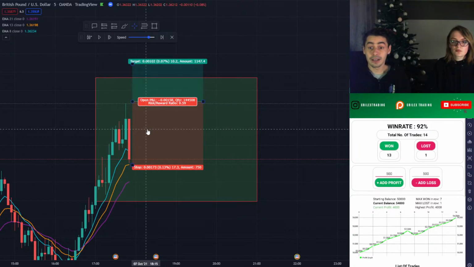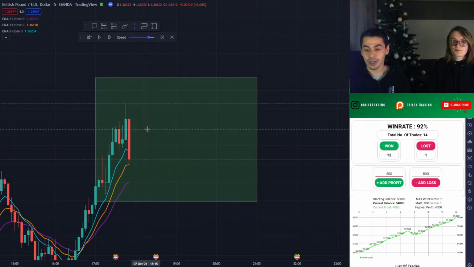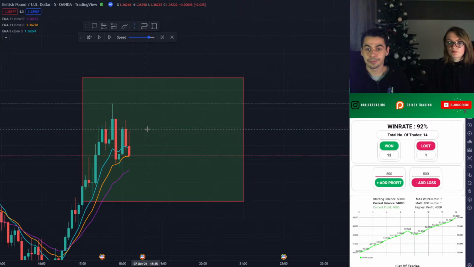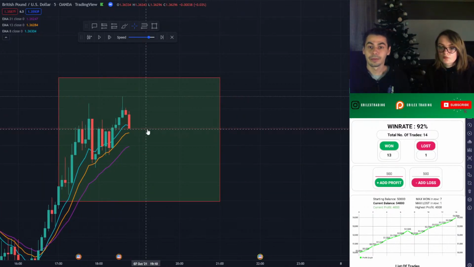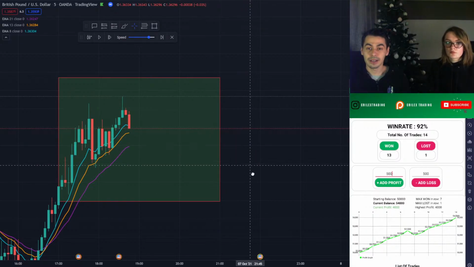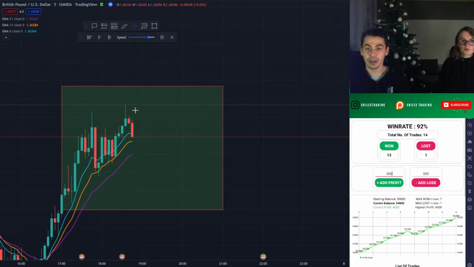Speaking of way too big, this stop loss is 173 points, so we will disregard this position altogether, and take this one maybe because it's a lot smaller.